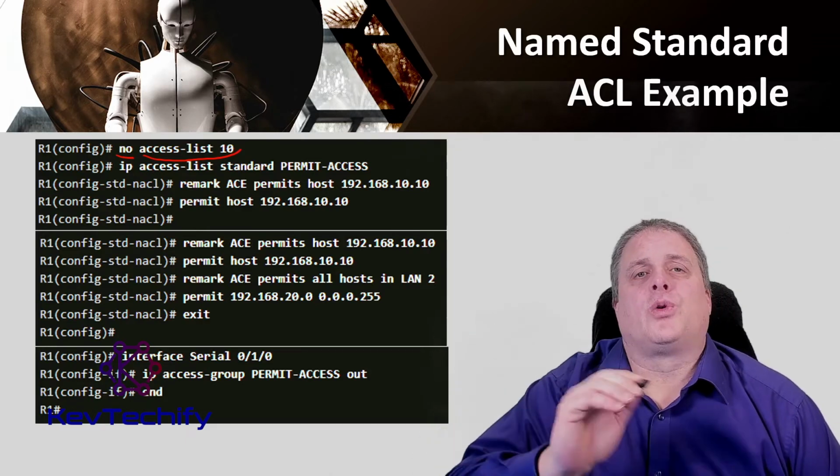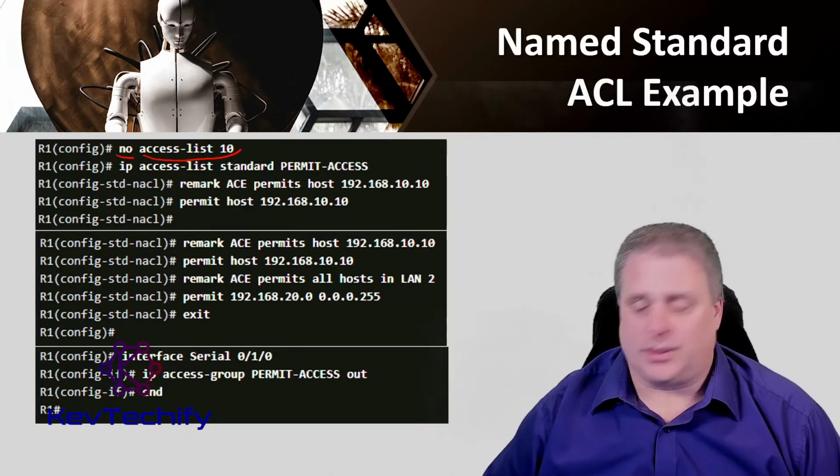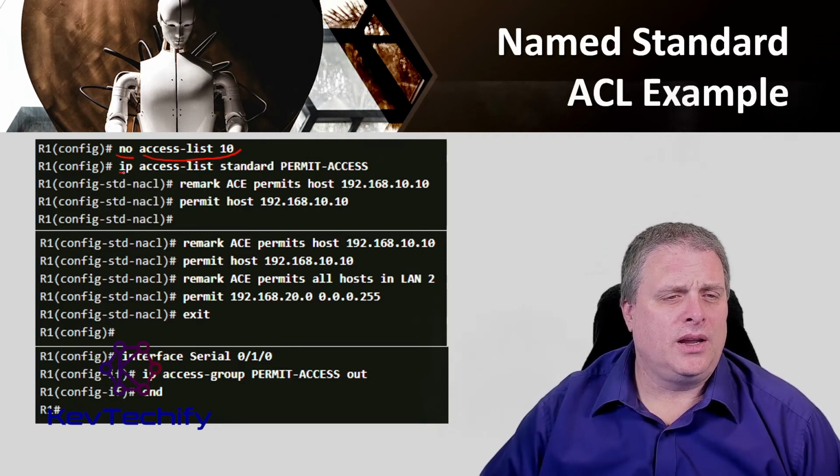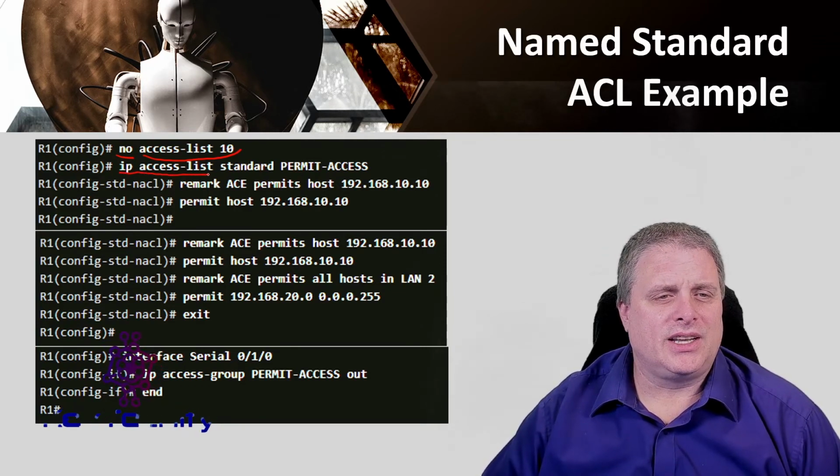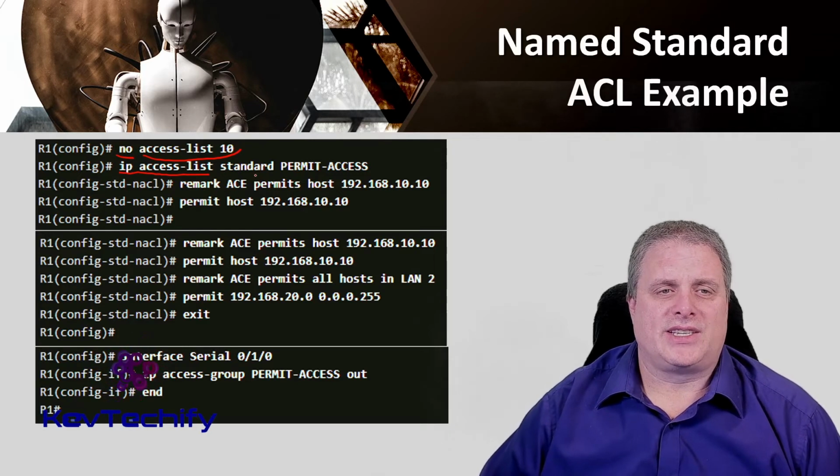Now we can go ahead and create our named standard ACL. We start off with ip access-list, and then are we creating a standard or extended?